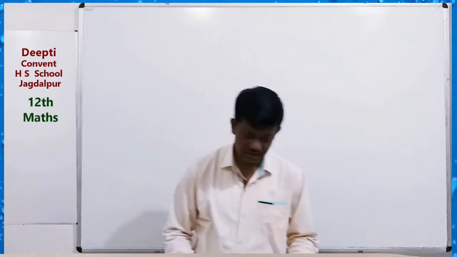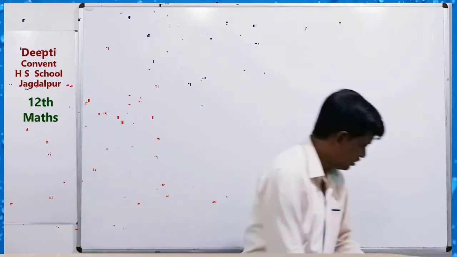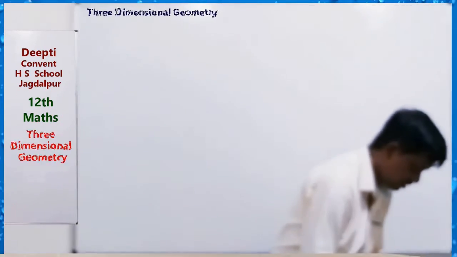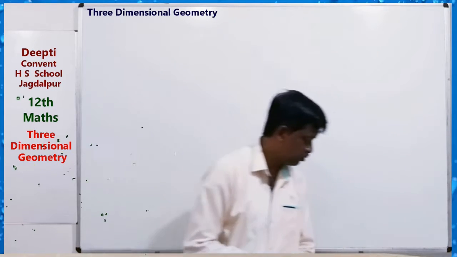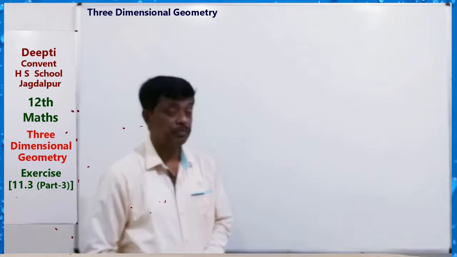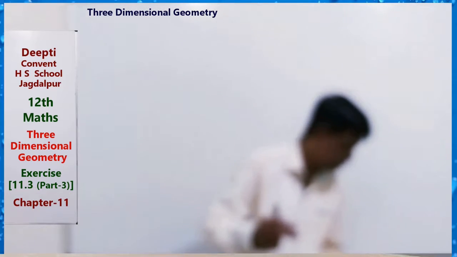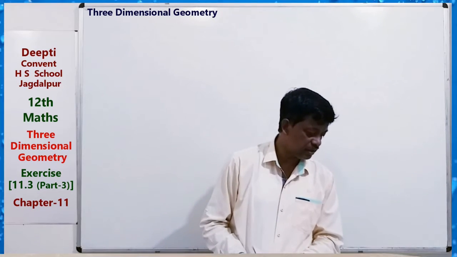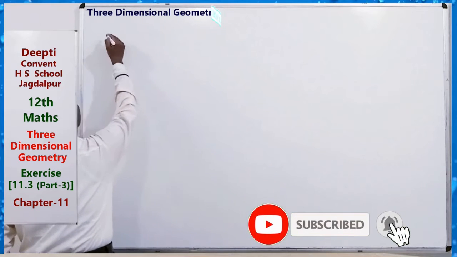Hello dear students, today I will continue the chapter 3D geometry. Questions up to 5 of exercise 11.3 we have already completed in the previous class. Now start from question 6: find the equation of the plane that passes through the 3 points. So, the solution of question 6.